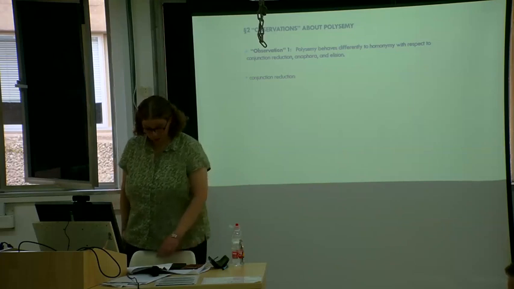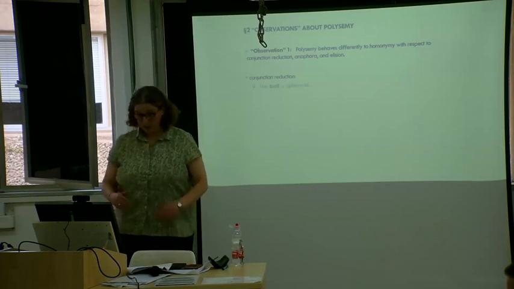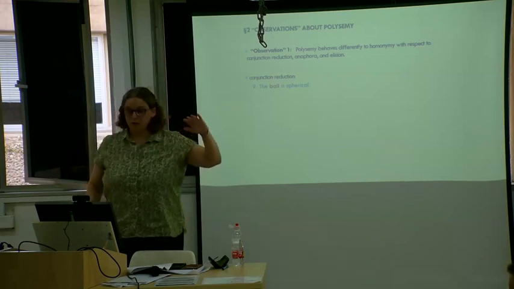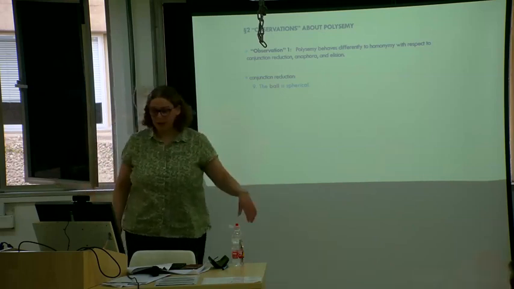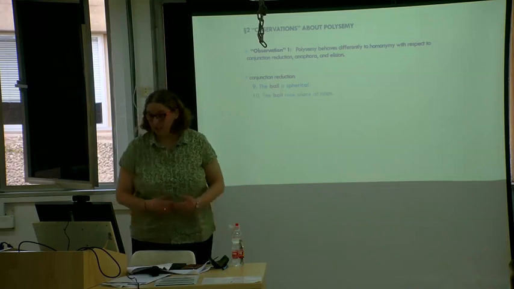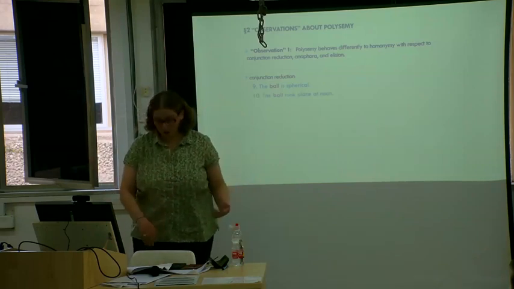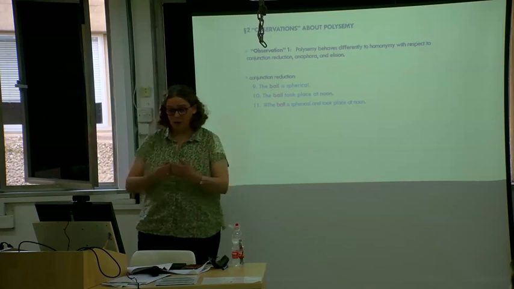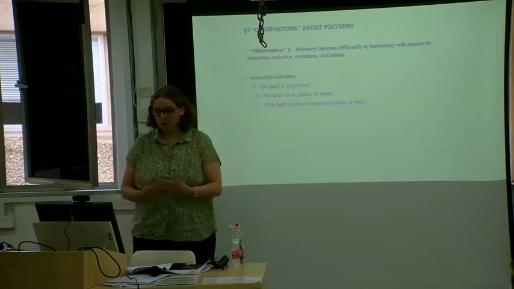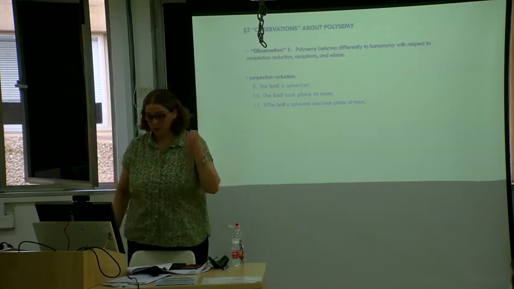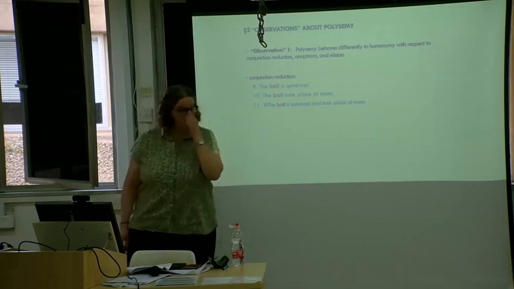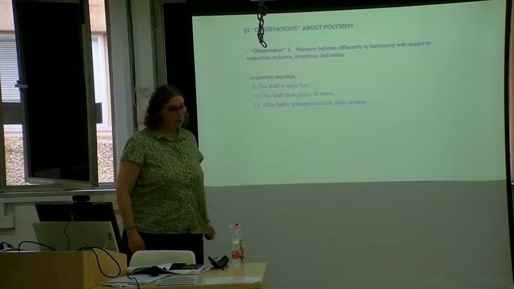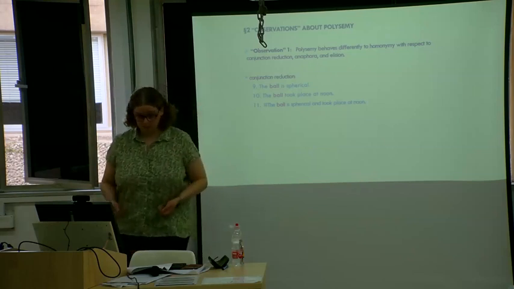Let's look, for example, at conjunction reduction. If we take sentence 9, where ball is used with its round play object sense, and sentence 10, where ball is used with its party sense, we can join them together in what's called conjunction reduction, this format of sentence where we have a conjunction but only one occurrence of ball. We get sentence 11, the ball is spherical and took place at noon, which is infelicitous.